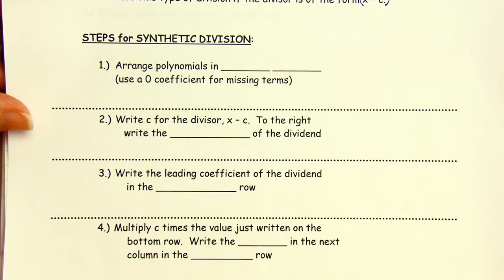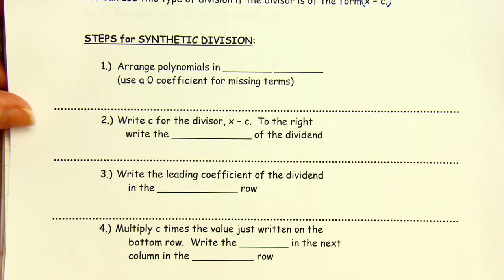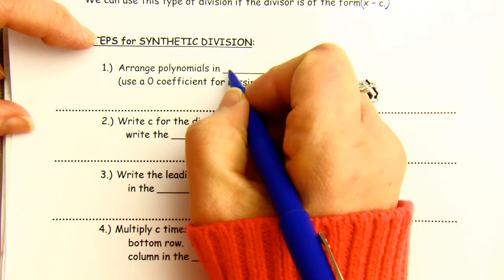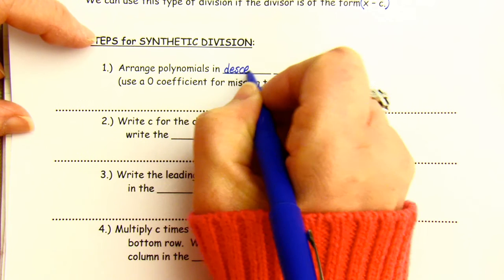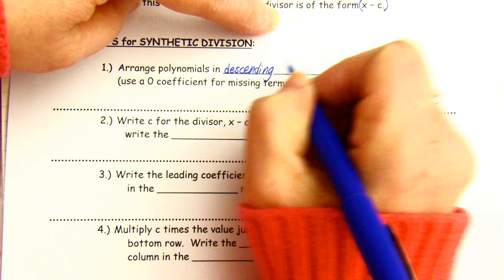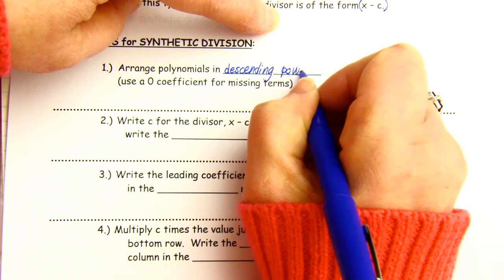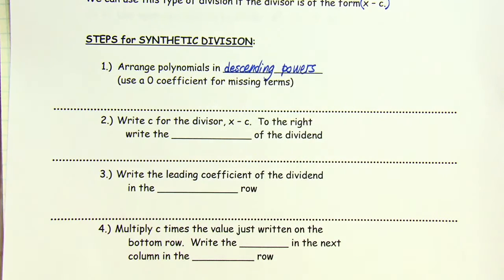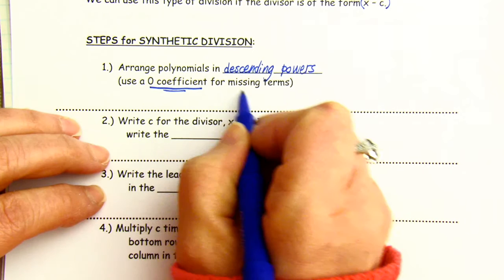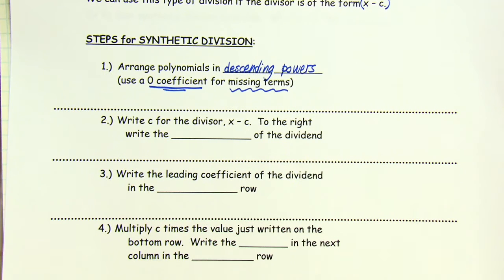To use synthetic division, it's much like the long division, where you have to arrange your polynomials in order of descending powers. So make sure that you check the arrangement. And then also, you have to use a zero coefficient for any terms that might be missing. So you do need this for synthetic division as well.